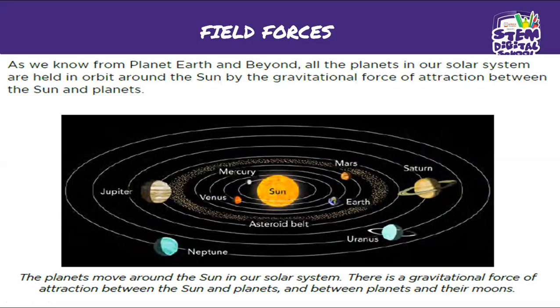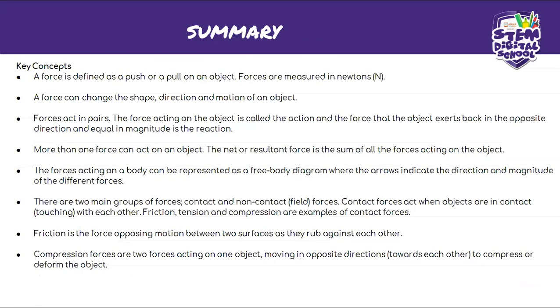Okay. So these are the nine planets. As we know, from the planet Earth and beyond, all planets in the solar system are held in orbit around the sun by the gravitational force of attraction between the sun and the planet. So you see, this is the sun, and surrounding the sun are the other planets. The planets move around the sun in our solar system. There is a gravitational force of attraction between the sun and the planets, and between planets and their moons. Very good. All right. So this is what we're talking about.